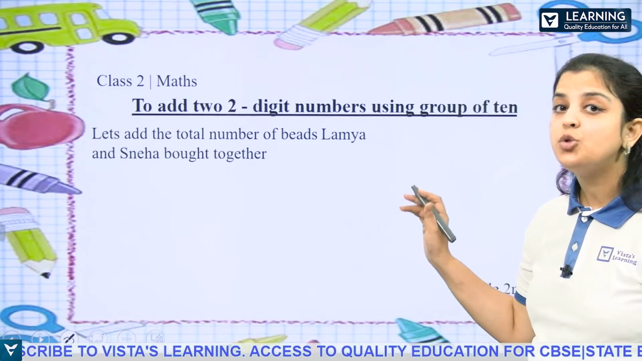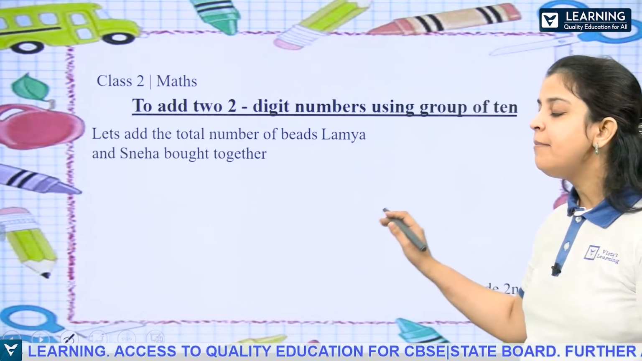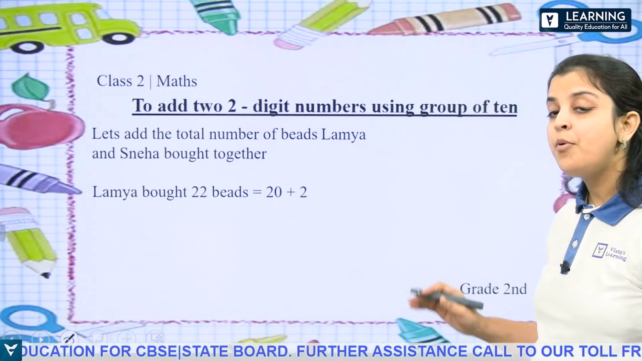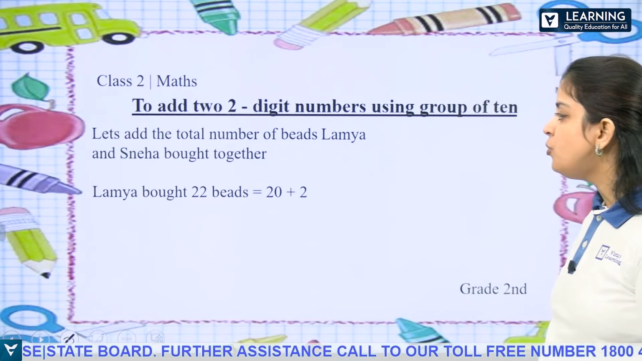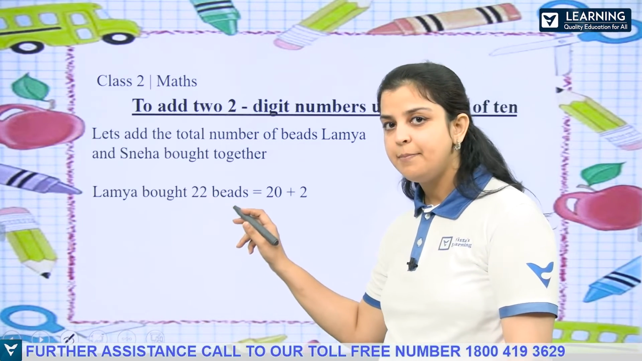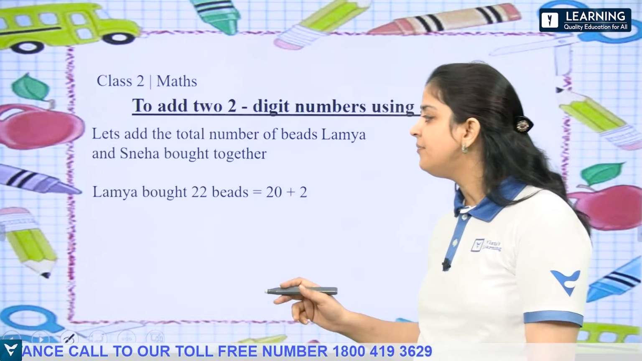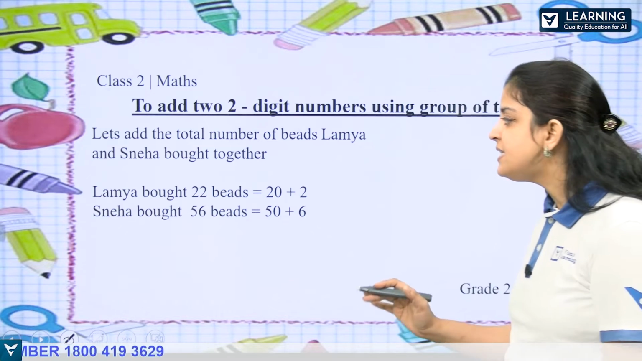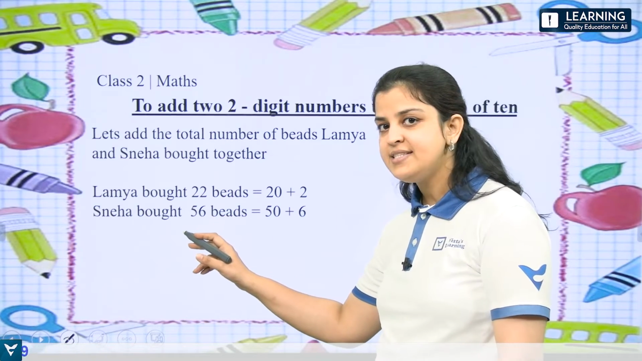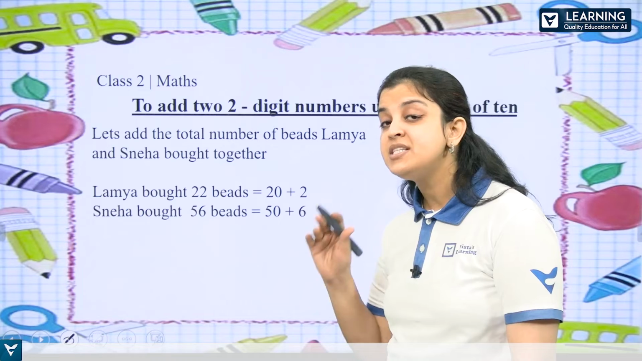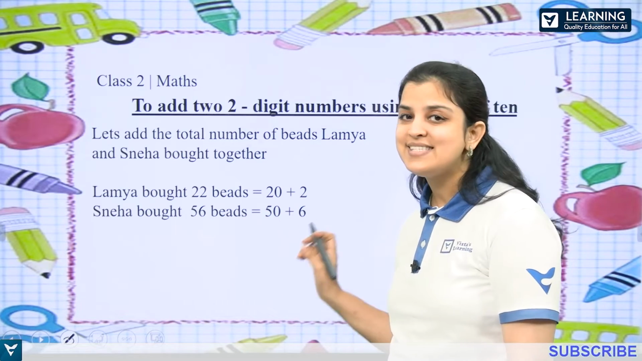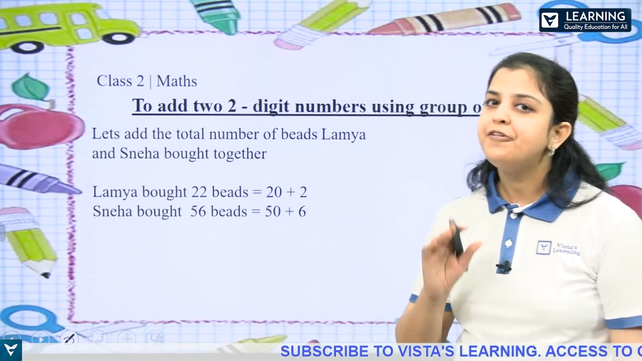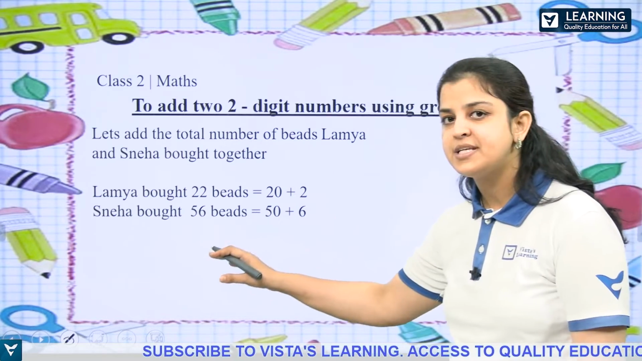Let's add the total number of beads Lamia and Sneha bought together. Lamia bought 22 beads. 22 beads means 2 tens plus 2. Right, children? And Sneha bought 56 beads. 56 beads means 5 tens. 5 tens means 50 plus 6 beads. In the ones place, it is 6. So, 50 plus 6 will give us 56.